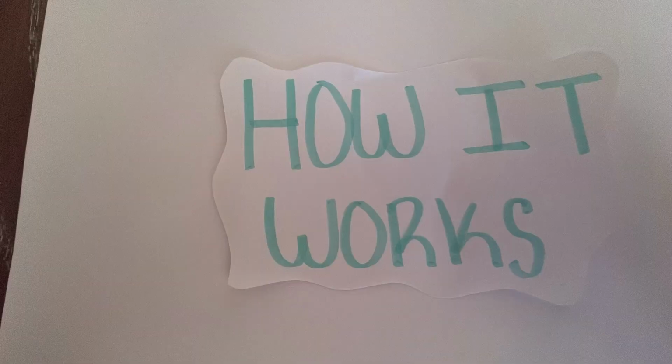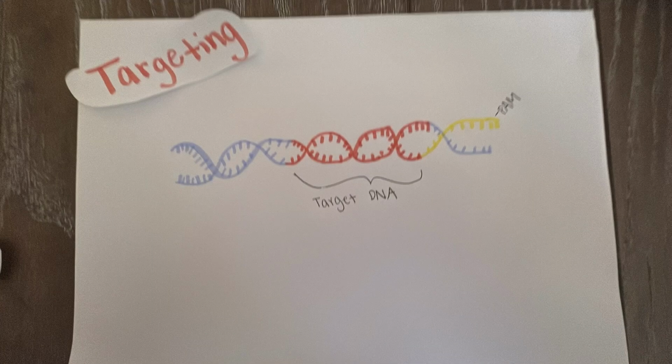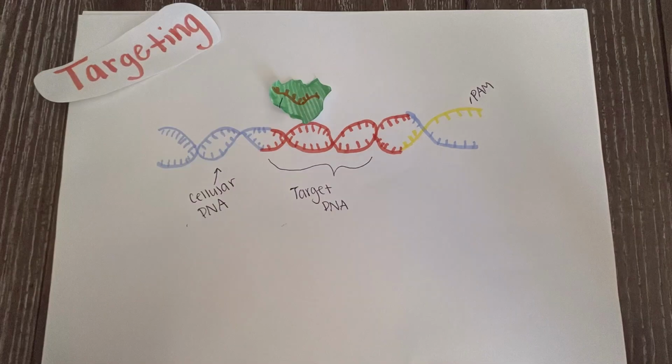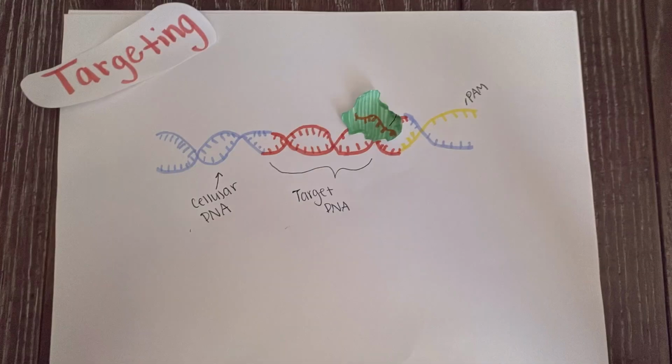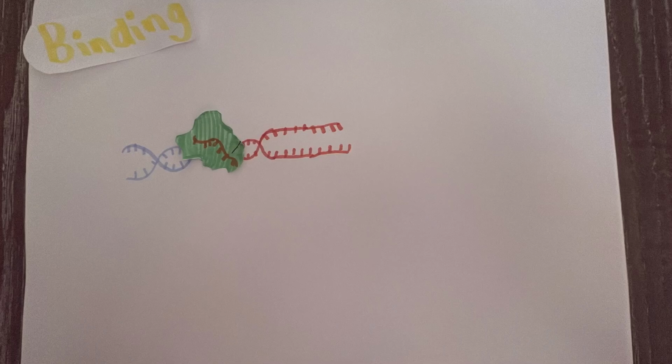How it works. Targeting. First is the targeting phase, where the Cas9 guide RNA is brought into the cell, where it is going to randomly associate and dissociate with DNA. Cas9 will then recognize and bind to a 3-nucleotide sequence called PAM.